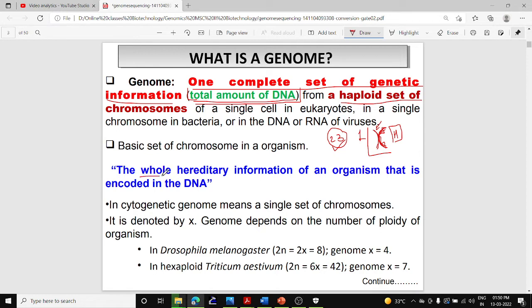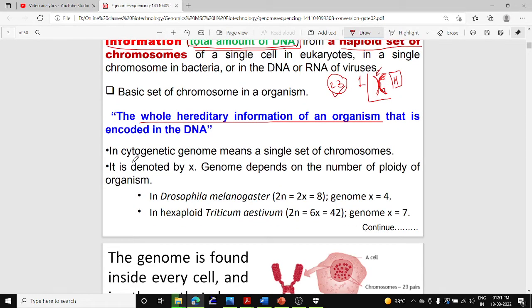The whole hereditary information of an organism is encoded in the DNA. In cytogenetics, genome means the single set of chromosomes. So remember that term, cytogenetic genome. It is denoted by x. The genome depends on the ploidy number of the organism.